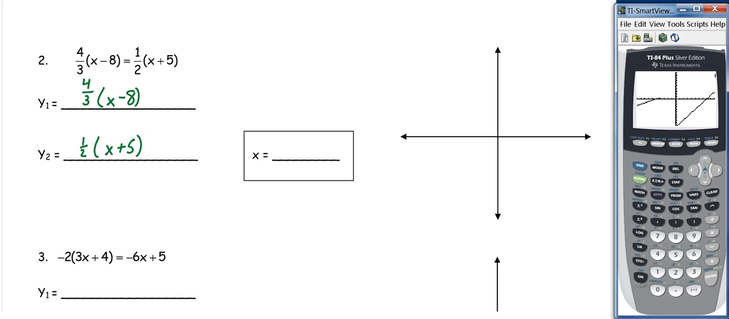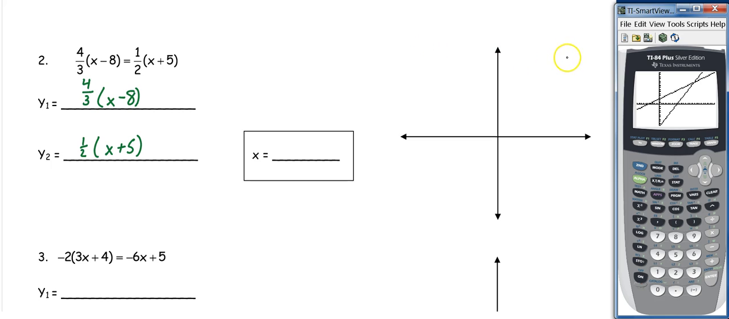Now I see my lines, but I notice they don't intersect. So I need to look at where they are getting closer. They're getting closer somewhere over here, which means I need to move to the right and maybe up a little bit. So I'm going to hit window. I need to change my x max because I want to see more of the right. So instead of 10, I need a bigger number. I'm going to try 25. For y max, I'm not sure if I need to change it to see a little bit higher or not, so we're going to change it anyway to 15 and see if we're good now. We're going to hit graph. Okay, now we can see our intersection.